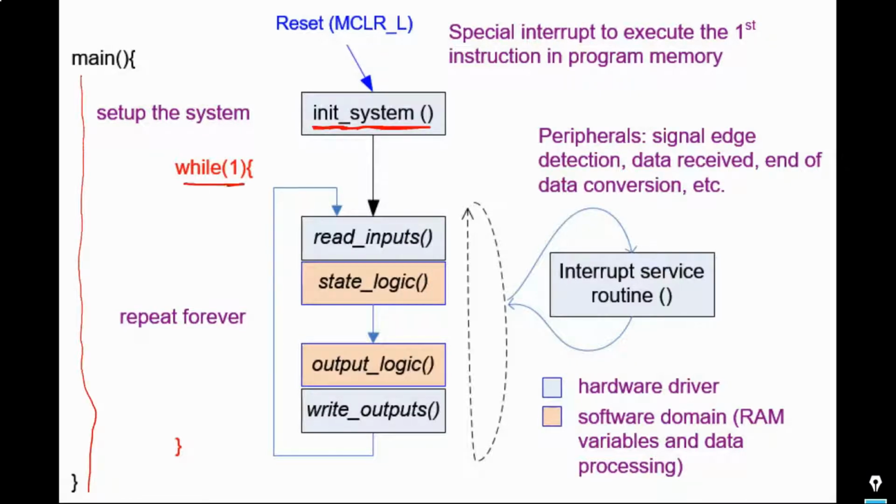We have an infinite loop, a while one that is repeated forever. This is what we have in mind, and what exactly we will repeat forever. So as you have imagined here, the finite state machine architecture.